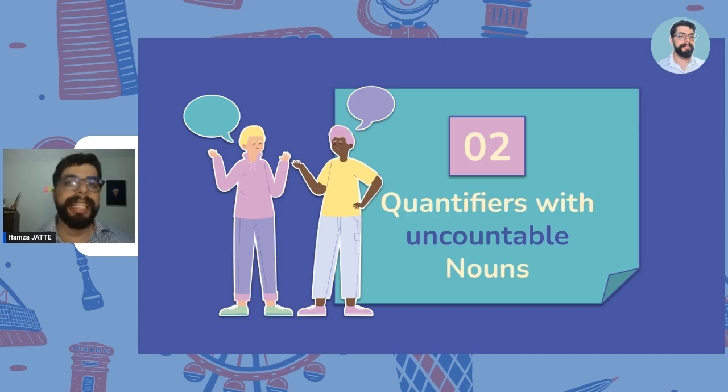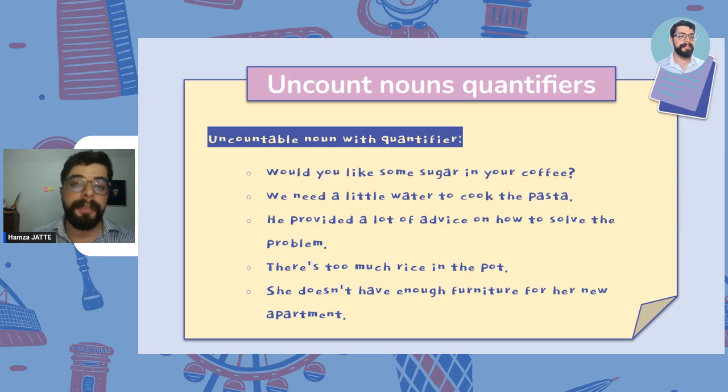Let's move on to the next type of quantifiers. The next type is very simply quantifiers that we use with uncountable nouns, nouns that we cannot count. So again, we will go through examples. You can pause the video, try to identify the quantifiers because I'm going to go directly to the answer.